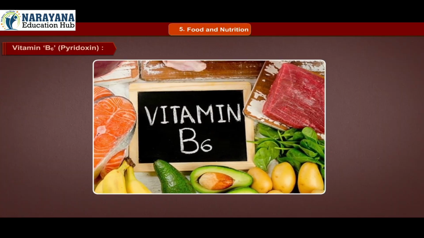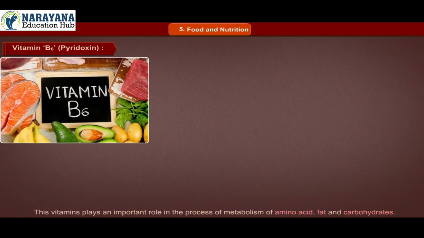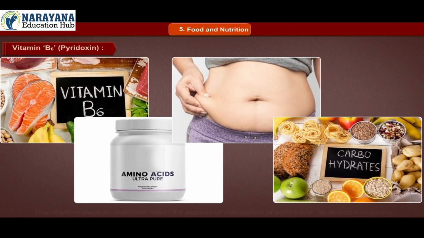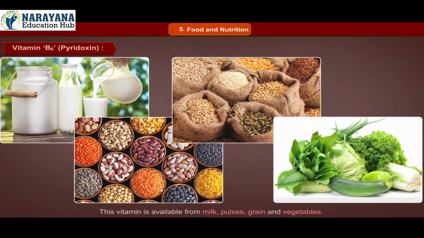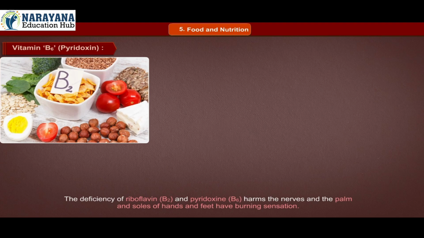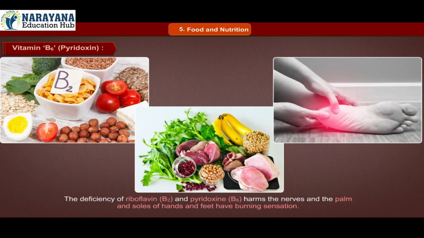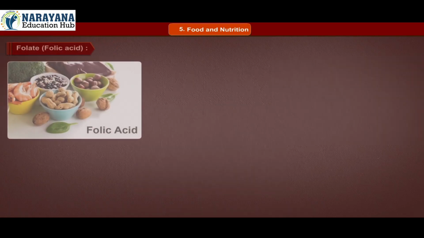Vitamin B6, that is pyridoxine. This vitamin plays an important role in the process of metabolism of amino acid, fat, and carbohydrates. This vitamin is available from milk, pulses, grain, and vegetables. The deficiency of riboflavin, that is B2, and pyridoxine, that is B6, harms the nerves, and the palms and soles of hands and feet have a burning sensation. The daily requirement of this vitamin is 2 mg per 1000 kilocalorie.